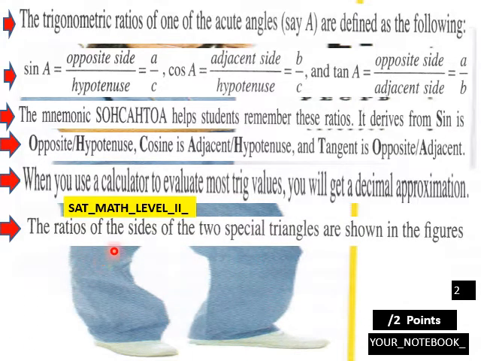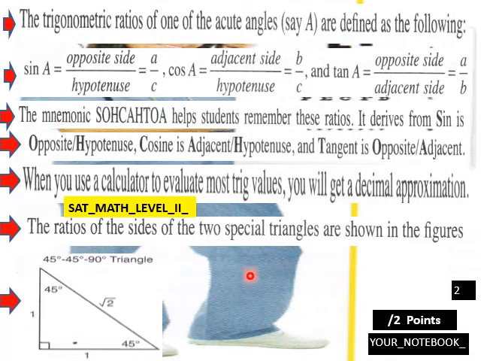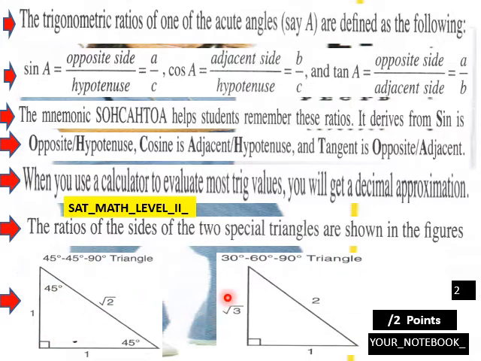The ratios of the sides of the two special triangles are shown in the figures. So here's one: you got a 45, 45, 90, and you have a 90. And then this is a 60, 30. So this here would be a 60, and this would be a 30. They call it a 30, 60, 90.